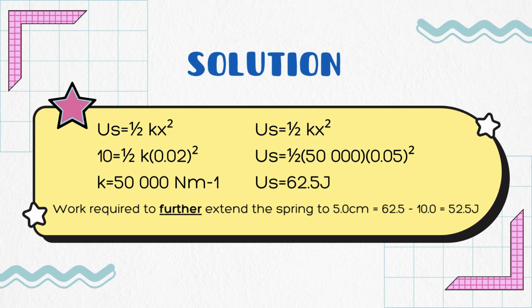The keyword for this question is to further extend, which means our spring is already extended to 2 cm, and we have to further extend the spring to 5 cm, which is 3 cm more. Therefore, we use 62.5 joule minus 10 joule, and the final answer equals 52.5 joule.